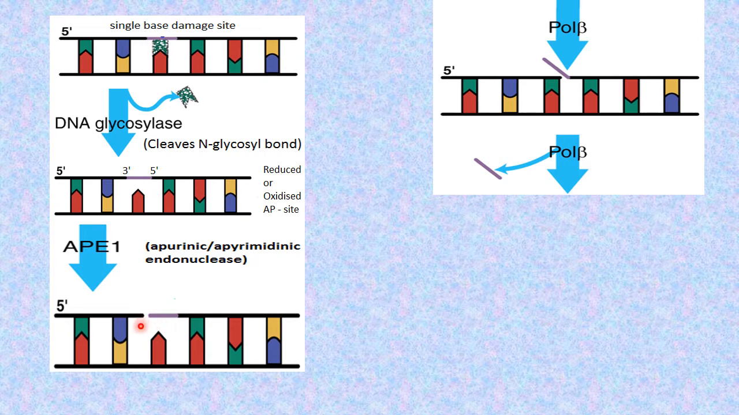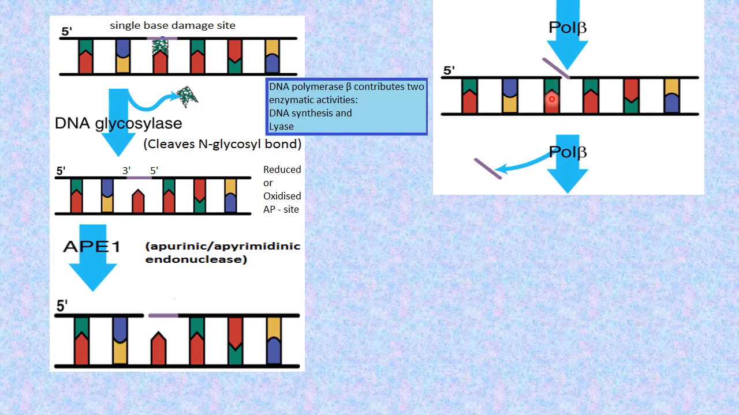So what happens is, this availability of a free hydroxyl group at the 3' end is recognized by a DNA polymerase, that is DNA polymerase beta. And because of its polymerase activity, it adds the nucleotide according to the nucleotide available on the opposite strand, because this second strand of DNA is intact. So the complementary base is added over here, and this DNA polymerase beta may contribute to enzymatic activity.